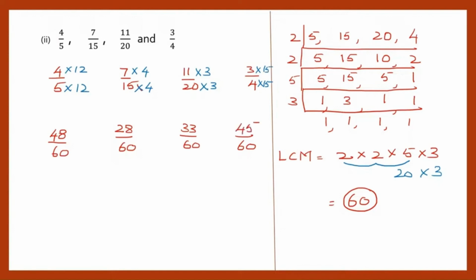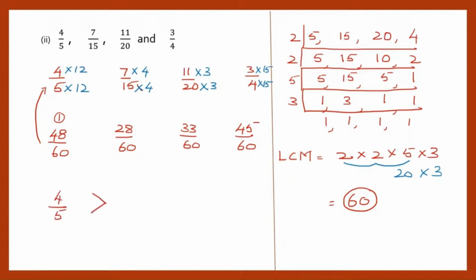So we have our fractions here. Now we're going to arrange them in descending order. Now look out for the biggest numerator. 48 by 60 is the biggest numerator. So this fraction will come first. 4 by 5 is greater than.